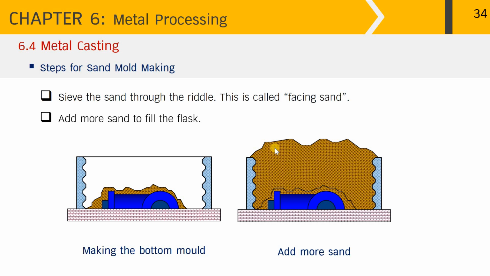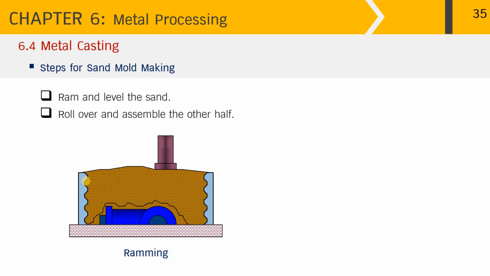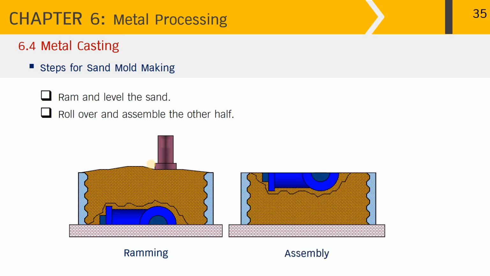Next, we add more sand onto the top till the flask is completely filled. The next step is to level the sand on the top surface by using the ram. The ram is pressed from outside towards inside of the sand mold in order to make the molding sand denser and stronger. Then roll over or turn up the flask so that the bottom half of the pattern is facing up along the parting line.